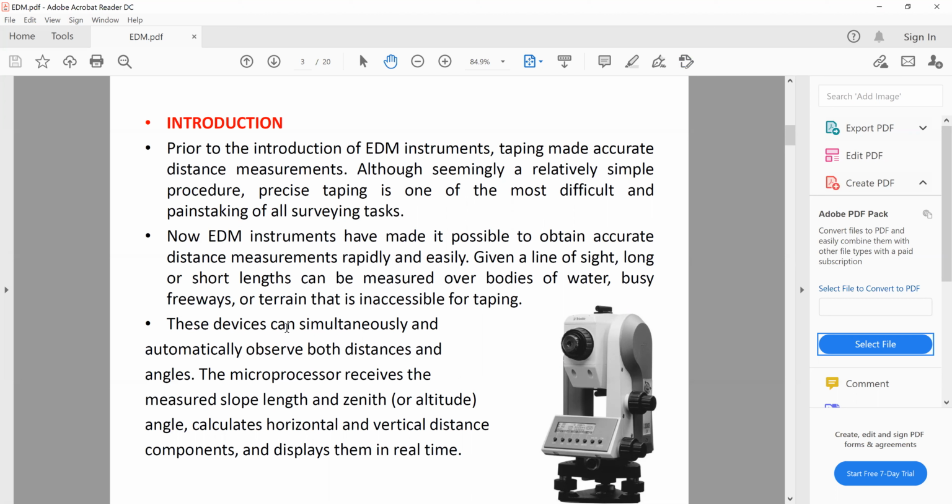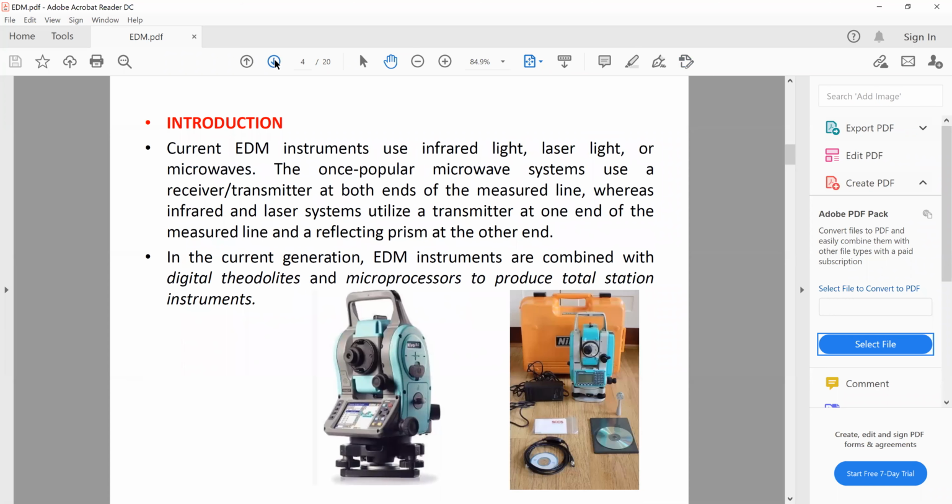So, and then we have a number of modifications for this instrument. With some modifications, you can measure both distances and angles. It depends what model we are talking about, but the main principle remains the same.